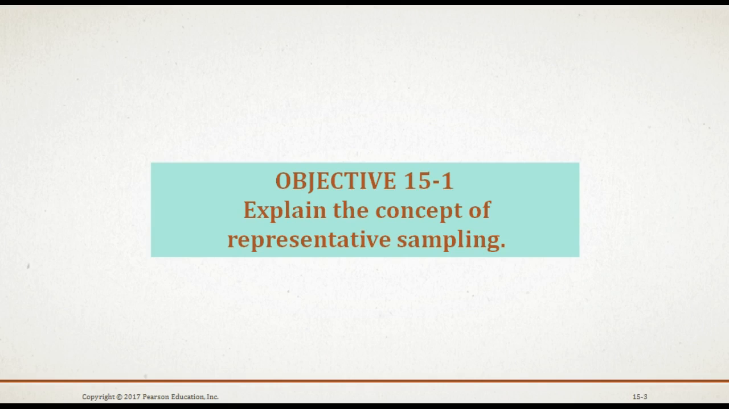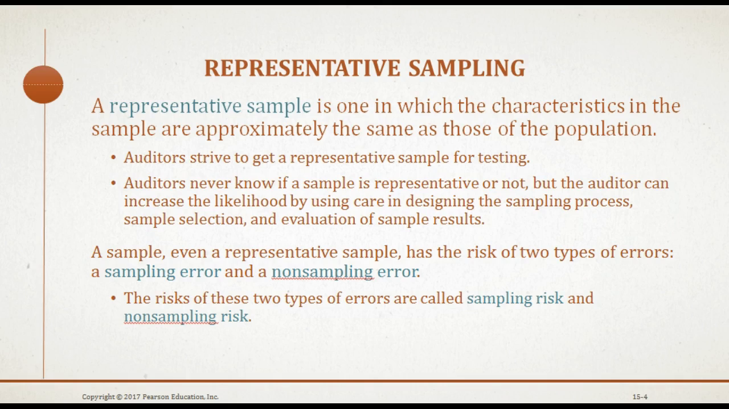We will begin chapter 15 by discussing the concept of representative sampling. A representative sample is one in which the characteristics in the sample are approximately the same as those of the population. Auditors strive to get a representative sample for testing. Auditors never know if a sample is representative or not, but the auditor can increase the likelihood by using care in designing the sampling process, the sample selection, and the evaluation of sample results.